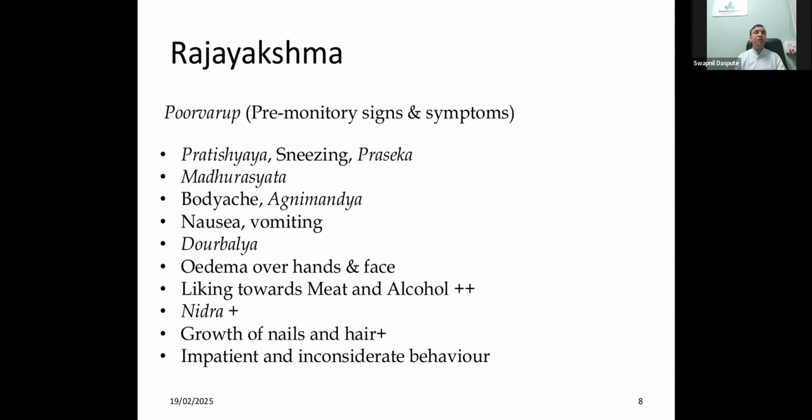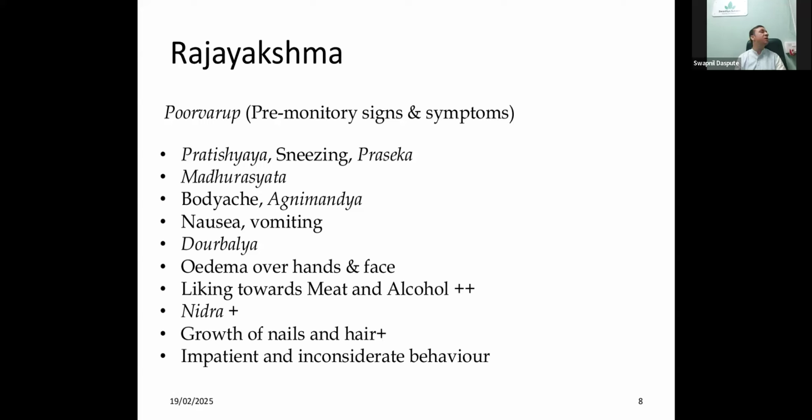So excess growth of nails and hair. Now here also there is hair fall, which is seen in this type of patients, Rajayakshma patients. It is not very common in our practice. We see Rajayakshma.